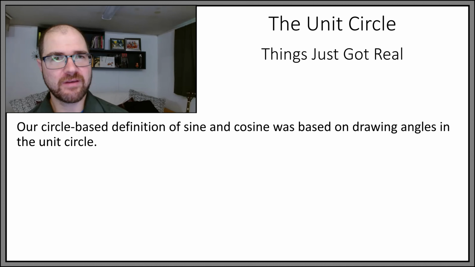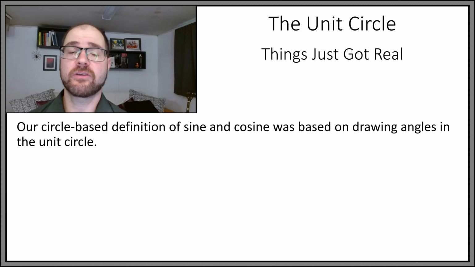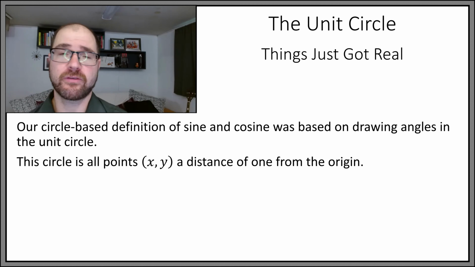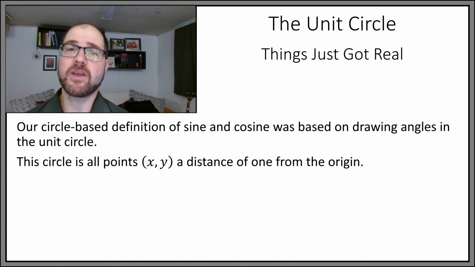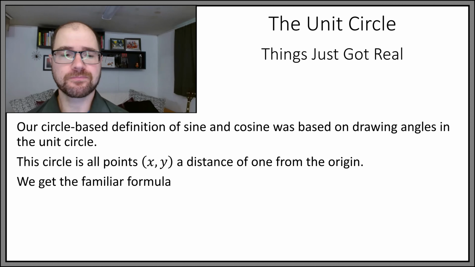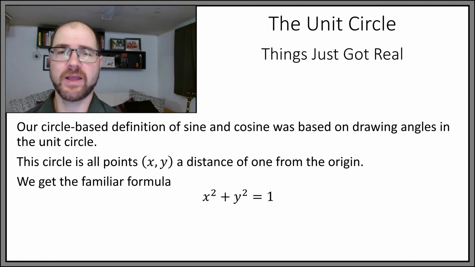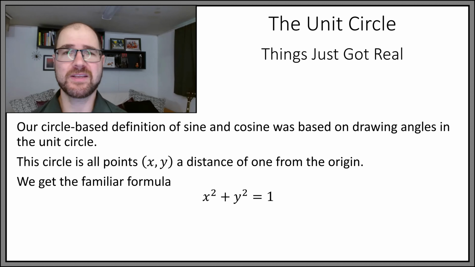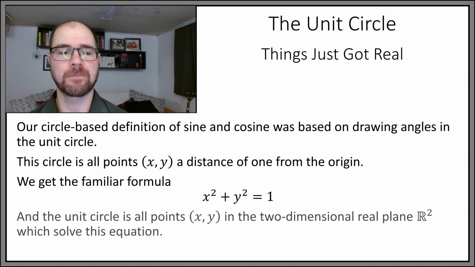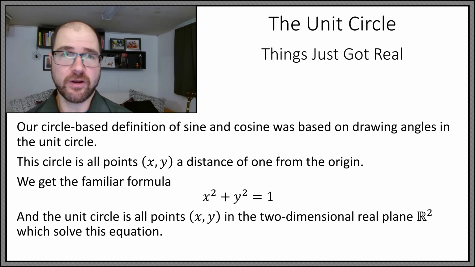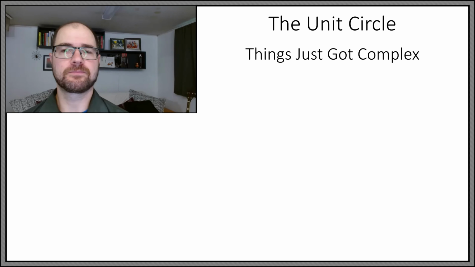So our circle-based definition of sine and cosine was based on drawing angles in the unit circle, and then we just sort of extended it to go into other quadrants. The circle is defined to be all points a given distance, in our case 1, from the origin. So we get the very familiar formula, x squared plus y squared equals 1. This is just the distance formula. All points x, y, distance 1 from the point 0, 0. And the unit circle is then all of the solutions to this.